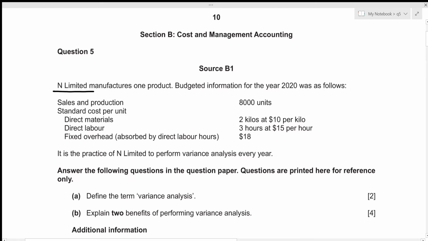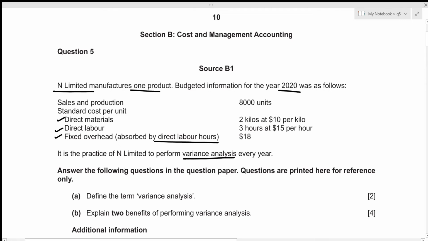Unlimited manufactures one product. Budgeted information for the year 2020 was as follows. So we are given the sales and production units, standard cost per unit for direct materials, direct labor, and fixed overhead. And fixed overhead is absorbed by direct labor hours. It is the practice of Unlimited to perform variance analysis every year. Now for the first part of this question, we need to define the term variance analysis.